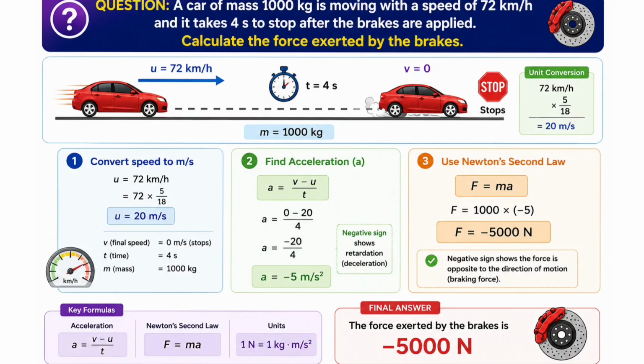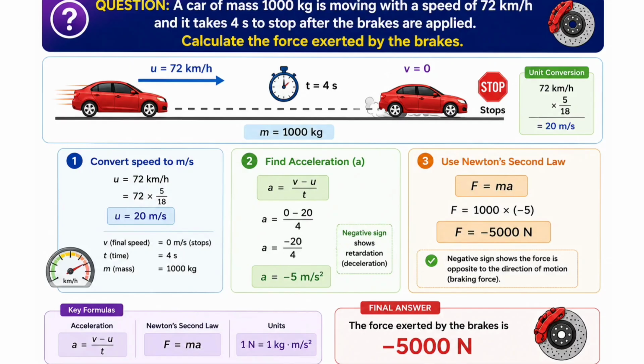Let's break down our given data. Mass of the car is equal to 1000 kg. Initial speed u is equal to 72 km per hour. Time taken to stop t is equal to 4 seconds. Since the car finally stopped at the red sign, its final speed v is equal to 0 meter per second. Our main challenge here is that the initial speed is in kilometer per hour, but time is in second. We must fix this first.